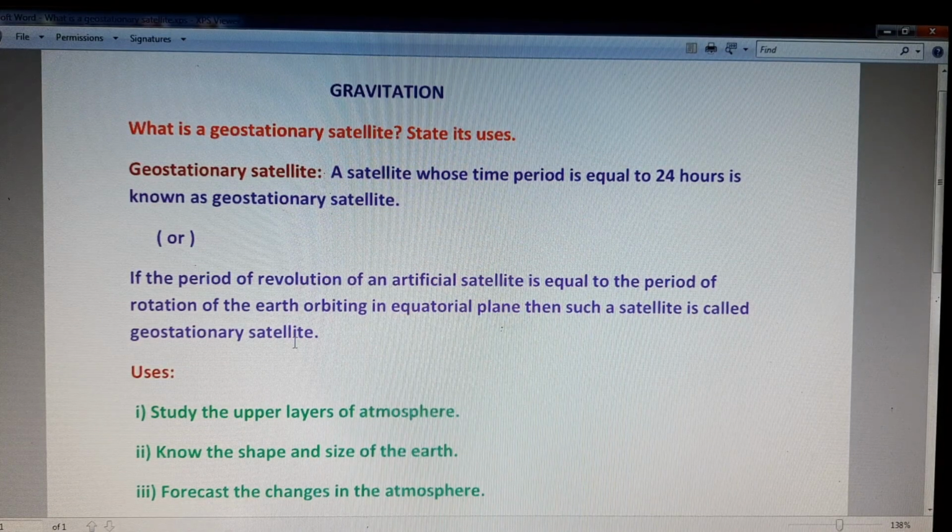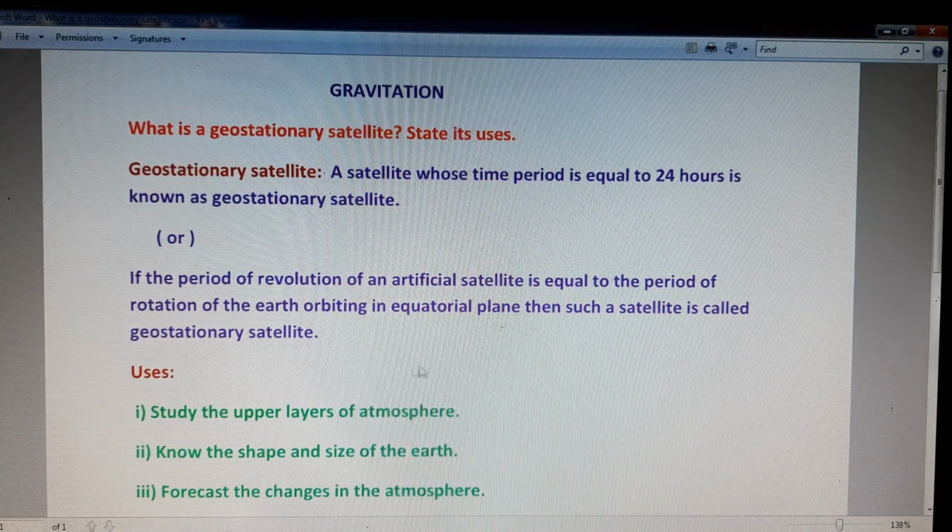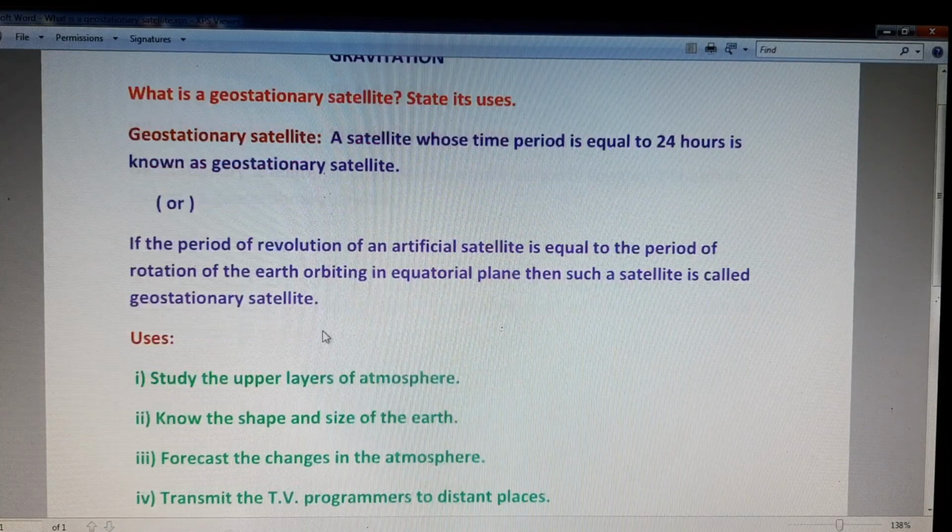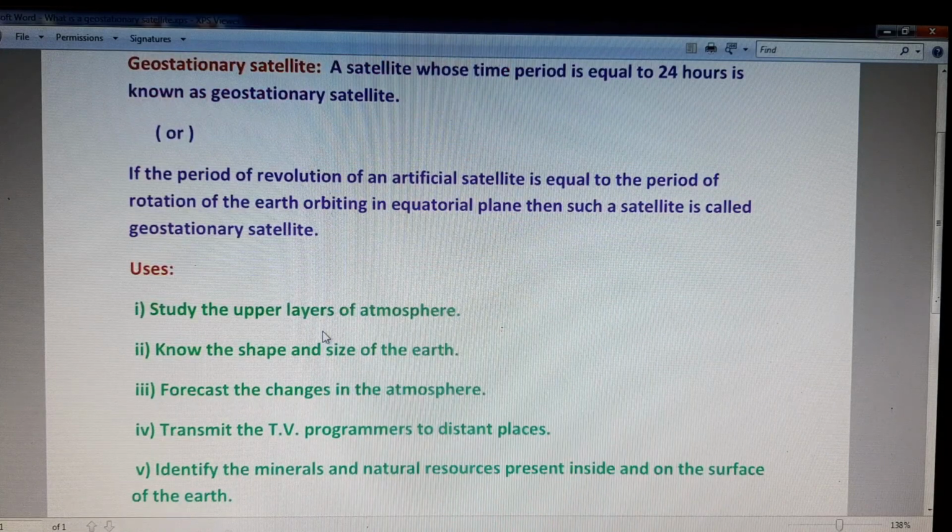Or if the period of revolution of an artificial satellite is equal to the period of rotation of the earth, orbiting in the equatorial plane, then such a satellite is called a geostationary satellite. So we can write any one definition from the examination point of view. And the next one, mention its uses. So we can write only 3 or 4 points from the examination point of view.